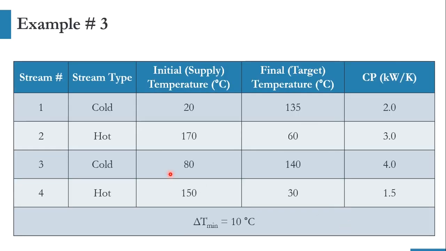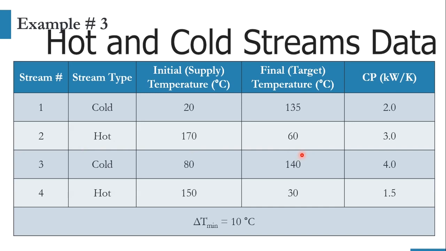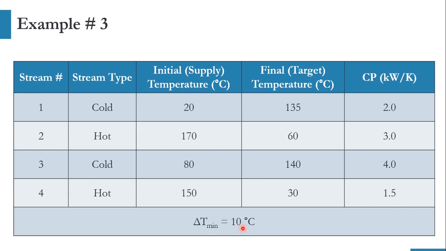So this is example number 3, which we have discussed in our lecture number 25, and we had calculated cooling utility, heating utility and pinch temperatures. So the cold stream entering at 20 degrees centigrade, exiting at 125, Cp value is 2, hot utility 170 to 63, cold utility 80 to 144 Cp value, and hot utility 150 to 30 degrees centigrade, 1.5 Cp value, and we will solve the system for a delta T minimum value of 10 degrees centigrade.